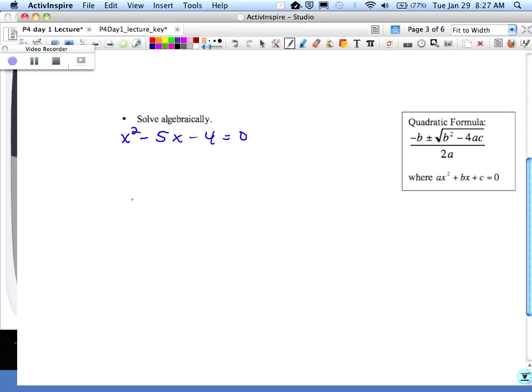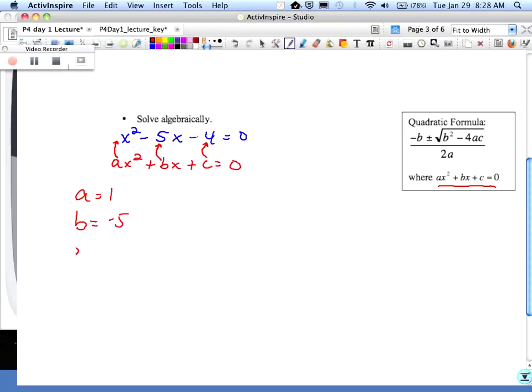And remember, the quadratic formula is right down here. Ax squared plus bx plus c. So your a is this number right here. Your b is this number right here. And your c is that number right there. So a is 1, b is negative 5, and c is negative 4.